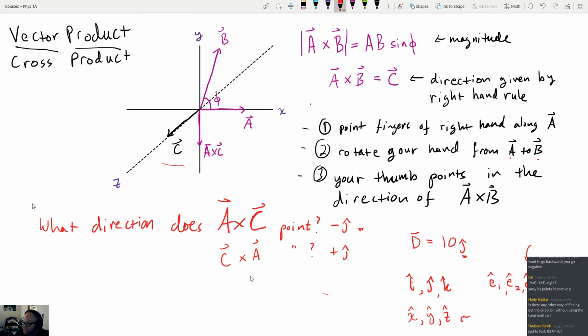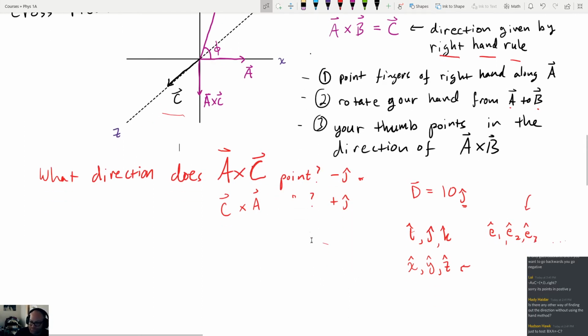Okay, Haiti had a question: is there any other way of finding out the direction without using the hand method? There are other methods that do kind of the same thing, but they're all usually called the right-hand rule. Okay. So, negative A cross C is positive j. Yes, that's right, Louis. That's right.